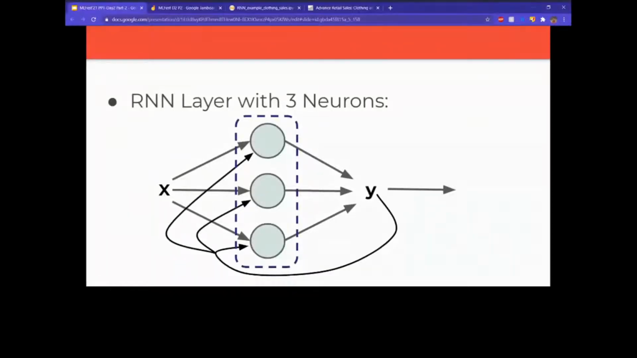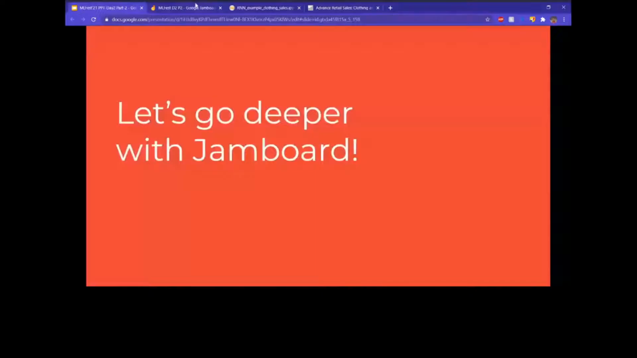So let's move on and go deeper with the help of Jamboard. I hope you guys know what Jamboard is by now. It's basically a whiteboard, but for your online classes. It's whiteboard COVID edition.